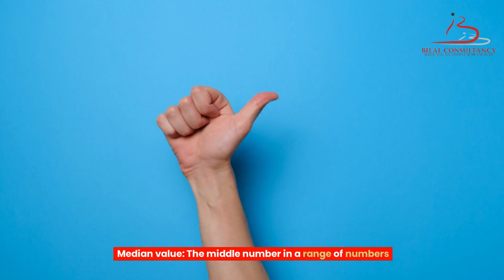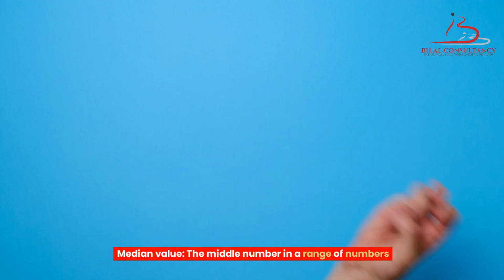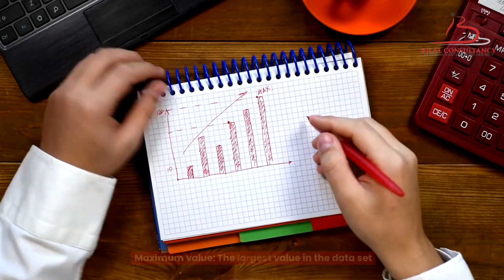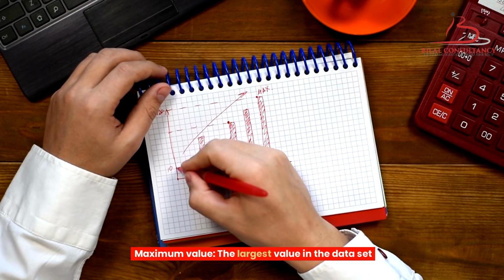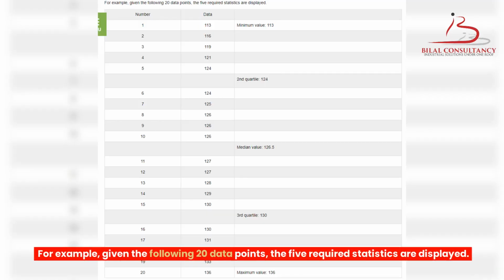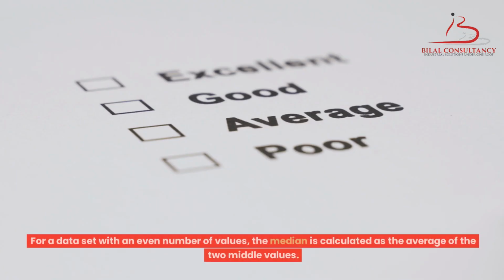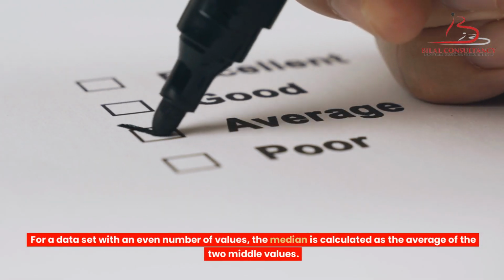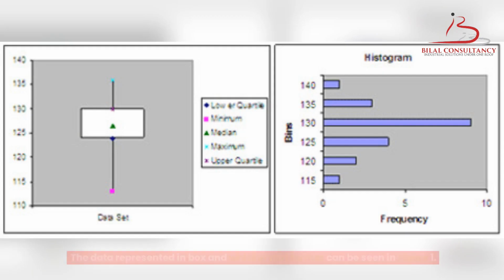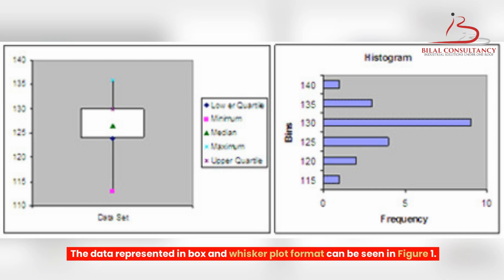Median value, the middle number in a range of numbers. Third quartile, the value above which the upper 25% of the data are contained. Maximum value, the largest value in the dataset. For example, given the following 20 data points, the 5 required statistics are displayed. For a data set with an even number of values, the median is calculated as the average of the 2 middle values. The data represented in Box and Whisker plot format can be seen in Figure 1.